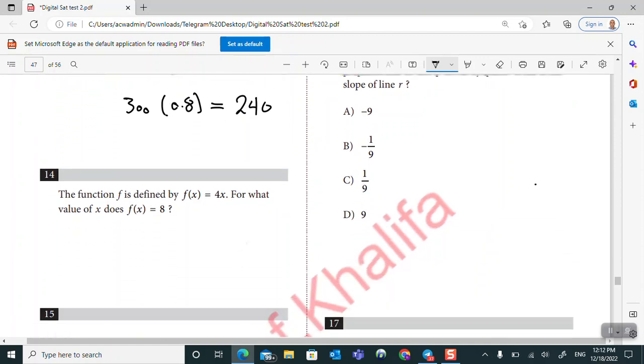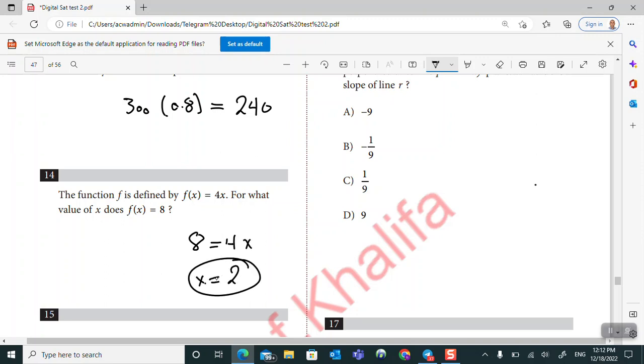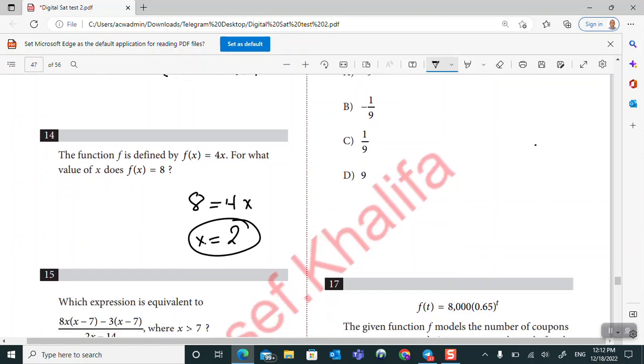Okay, let's move on. The function f is defined by f of x is equal to 4x. For which value of x does f of x equal 8? All you have to do is ask what the value of x is when y is equal to 8. So 8 is equal to 4x, and x is equal to 2. That's simple. Let's move on.